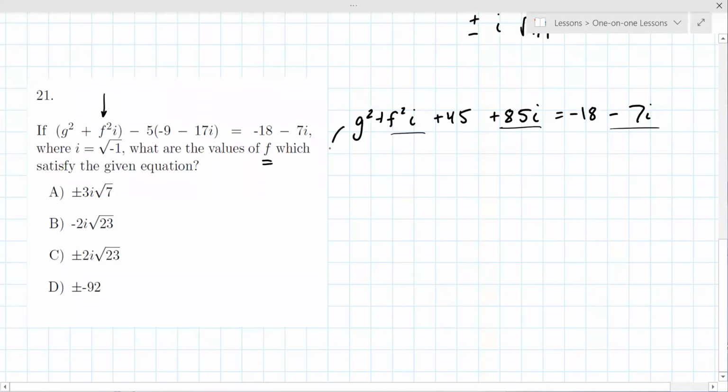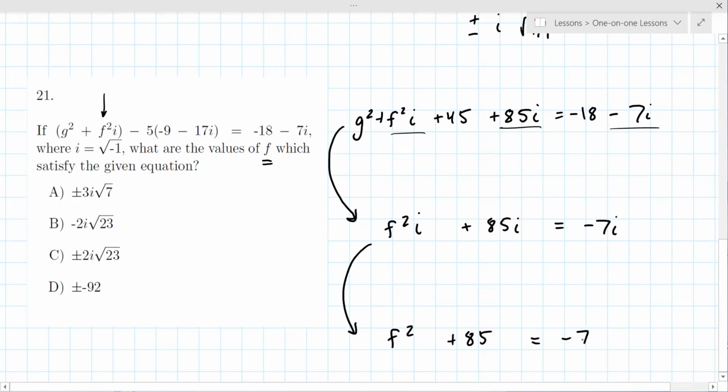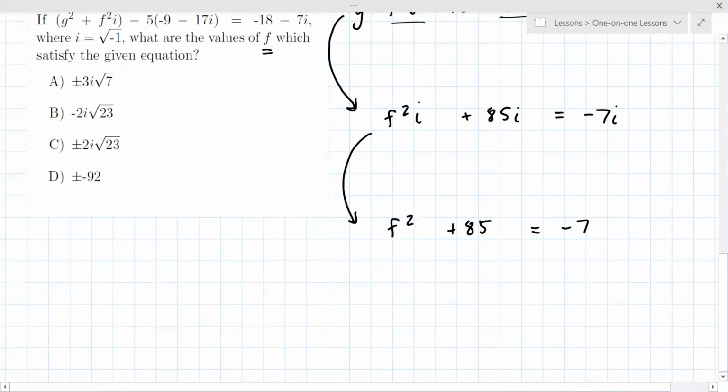Plus f squared i. So rather than writing that step, what I would hope you could do at some point is maybe just write the stuff that you need. Now from here, you're supposed to factor out an i as the necessary step, but they all have i's in them, so you can skip a step by just writing f squared plus 85 equals minus 7. But you don't need the i in the front. Nope, because they all have it.